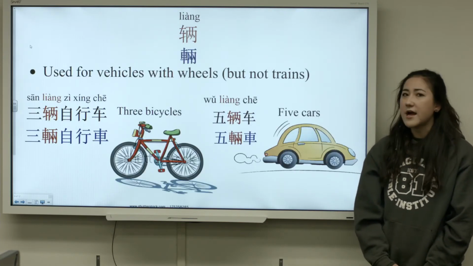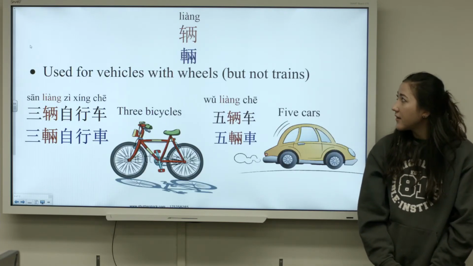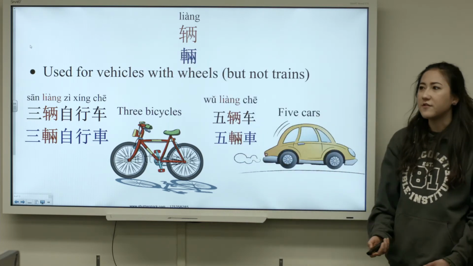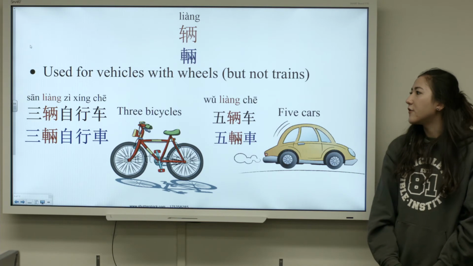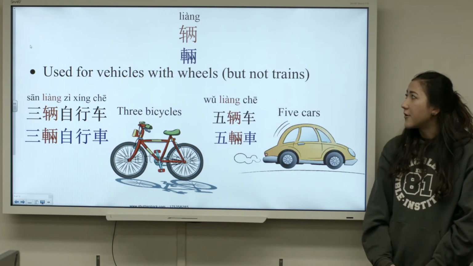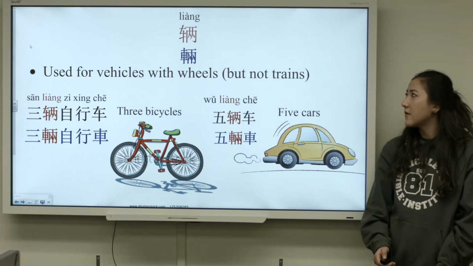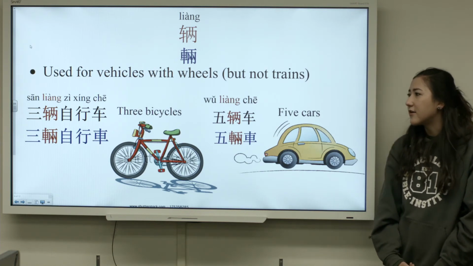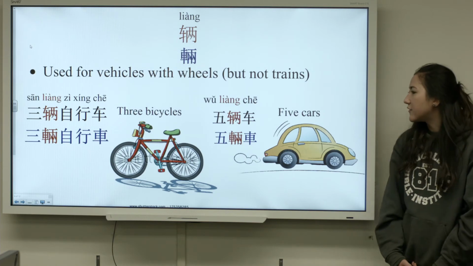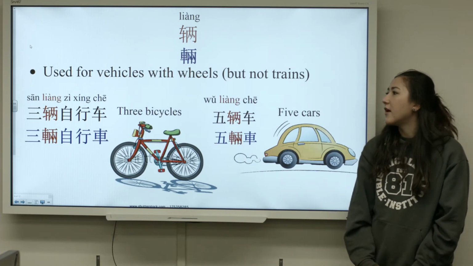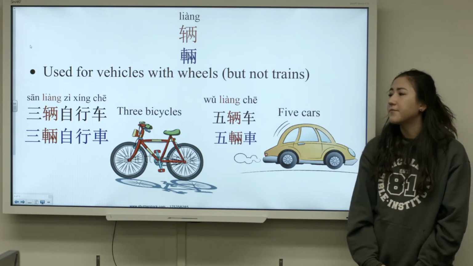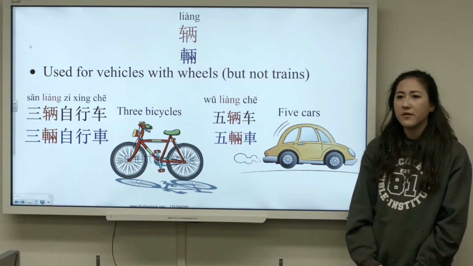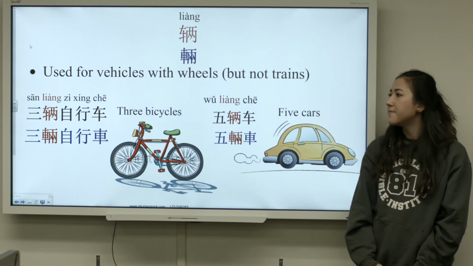This next one is 辆, and if you see the radical on here, it is 车, which is car or vehicle. So to remember this one, it's used for vehicles with wheels, but not trains. So our example is 3辆自行车, which is 3 bicycles. And then also 5辆车, 5 cars. So just vehicles, if you remember the vehicle radical on the side.